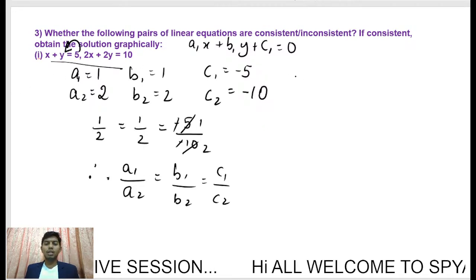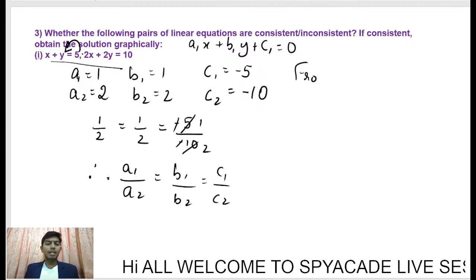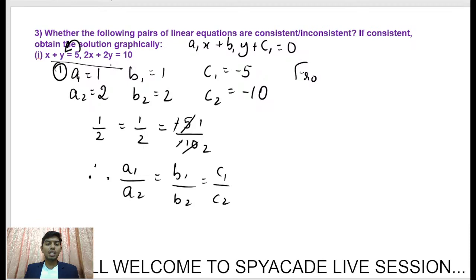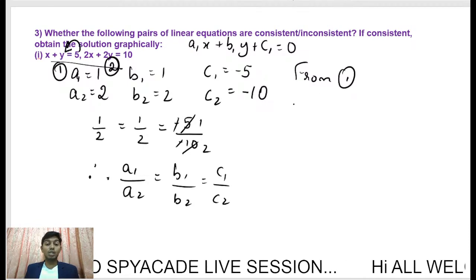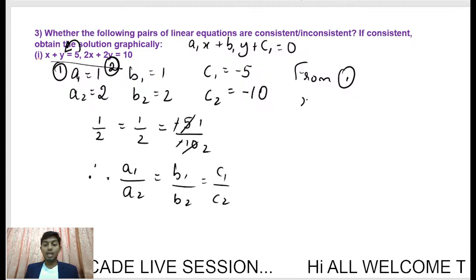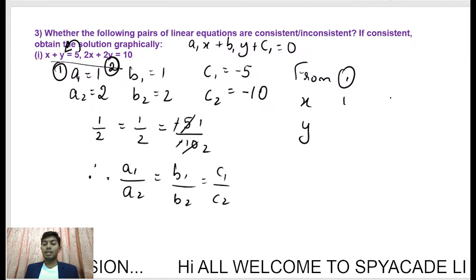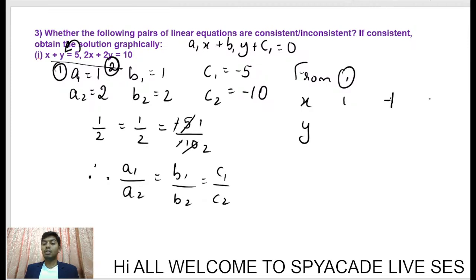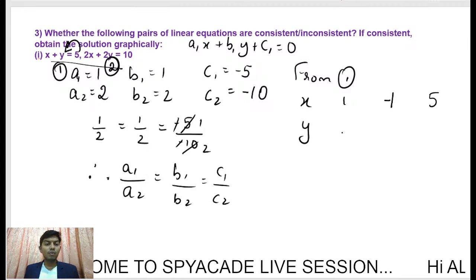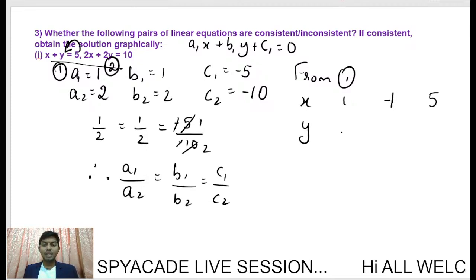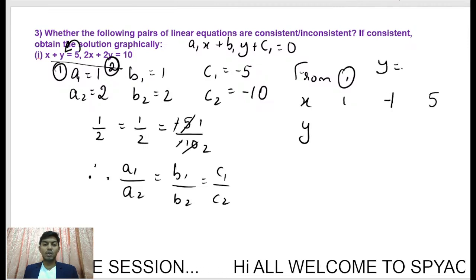That can be common. Okay. So from the first equation, I am considering this as the first equation and this as the second equation. So from the first equation, x, y: 1, then minus 1, and then 5. Find what will be the value of y. So x is equal to 1 if you substitute. I am just writing this for your reference.